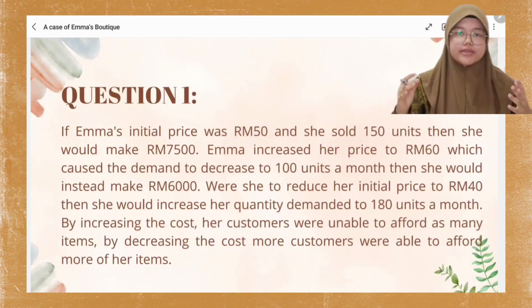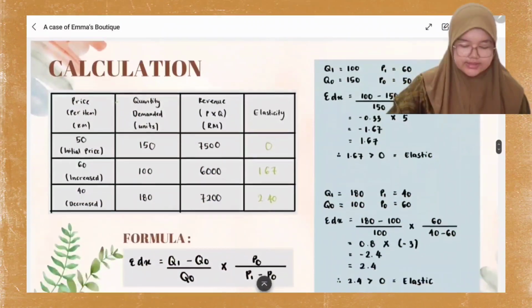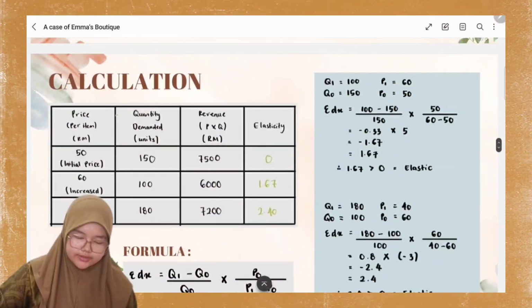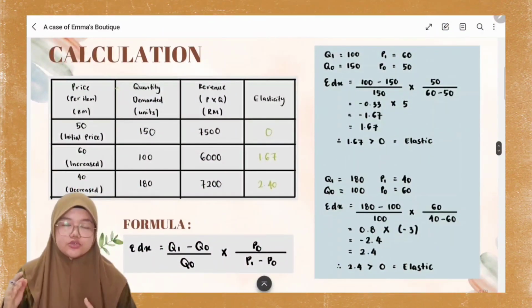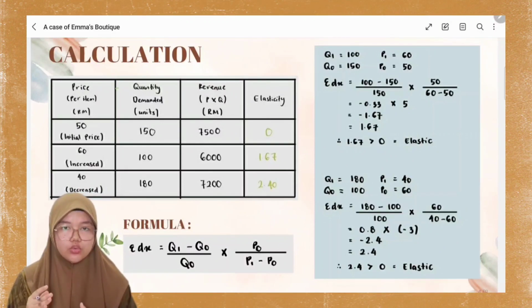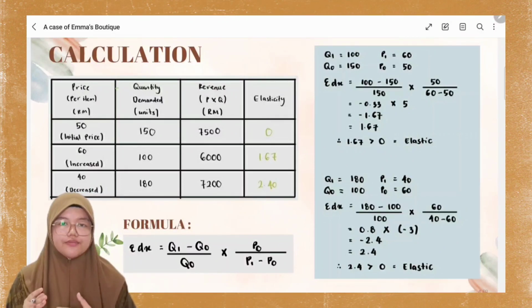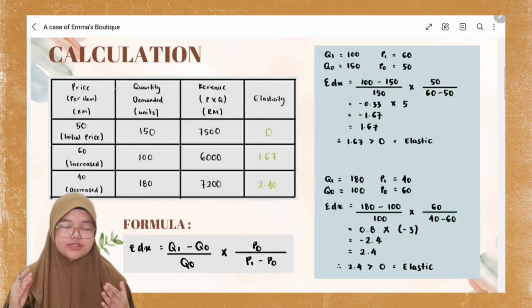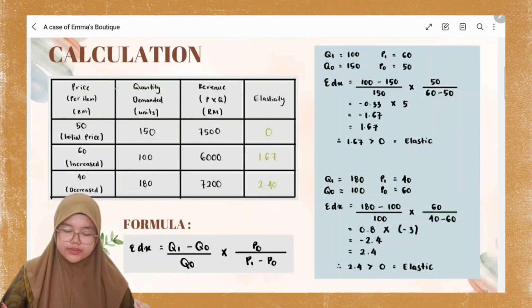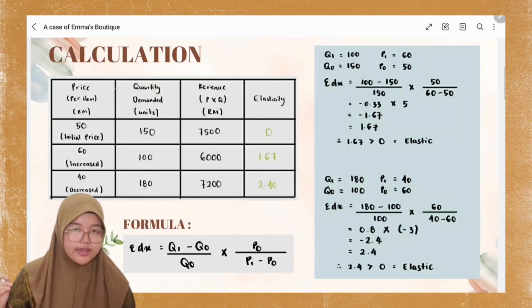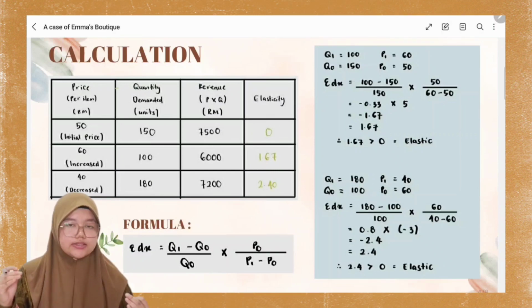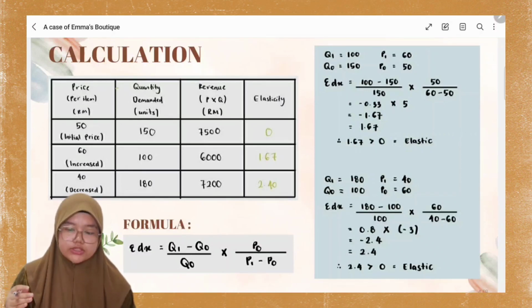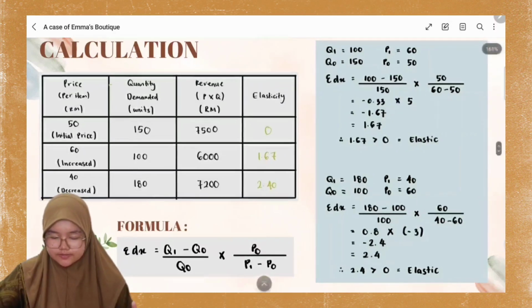From this statement, we can find the elasticity by using the formula Q1 minus Q0 divided by Q0, multiplied by P0 divided by P1 minus P0. From this formula, we find that when the price is RM60, the elasticity is 1.67, while when the price is RM40, the elasticity is 2.40. So this is our calculation.